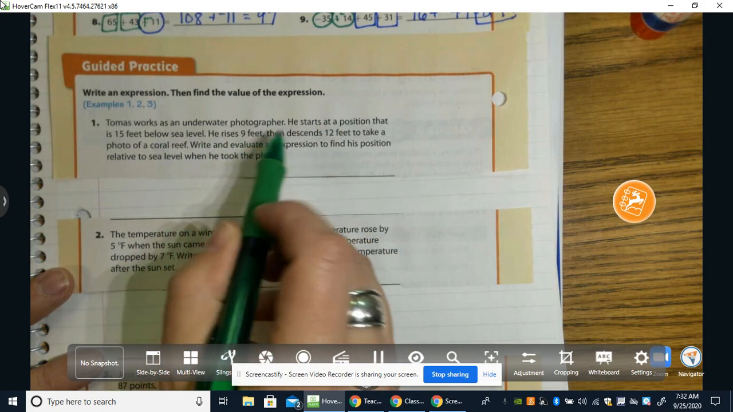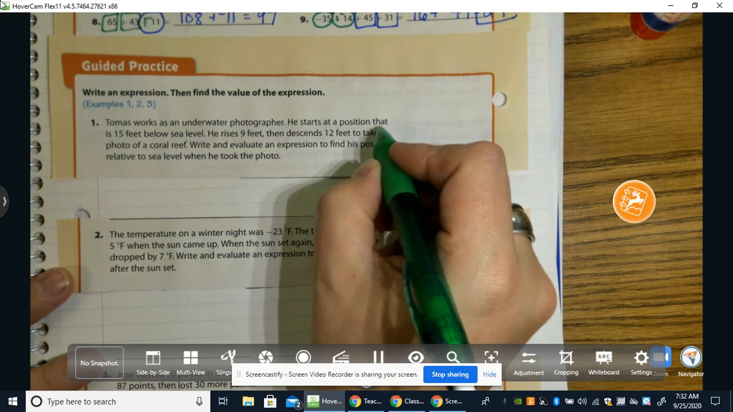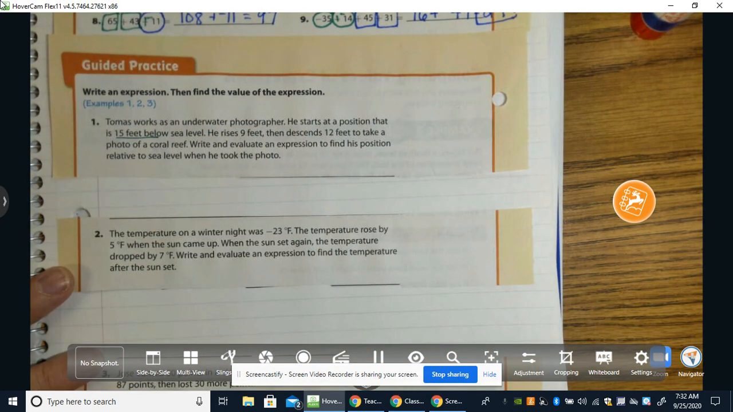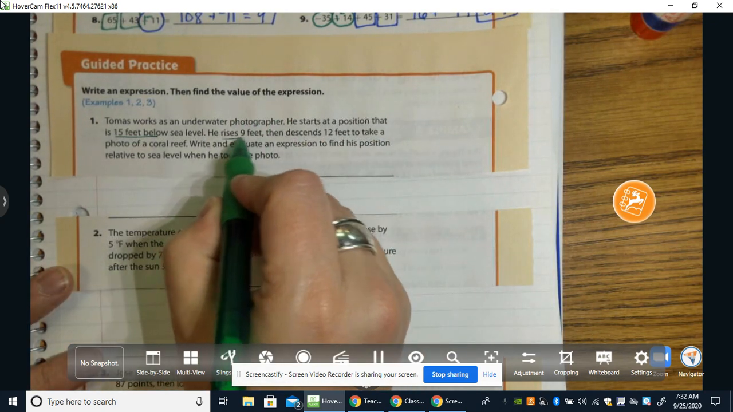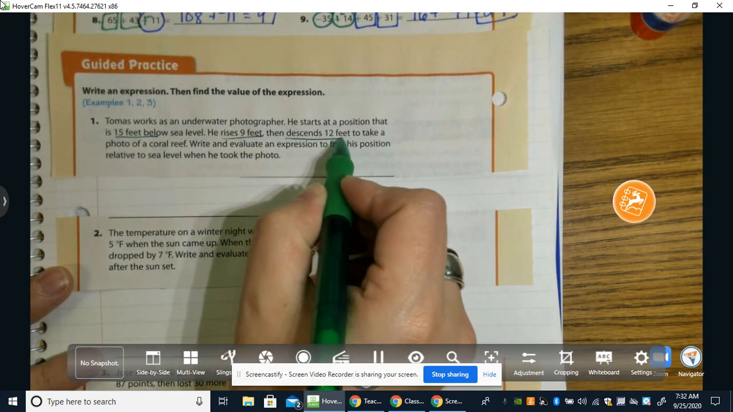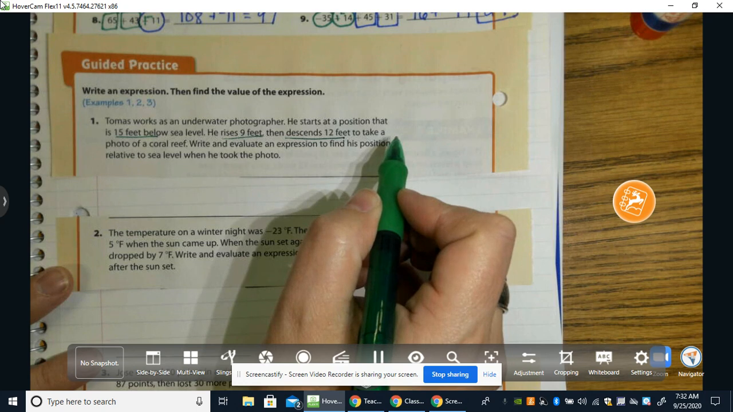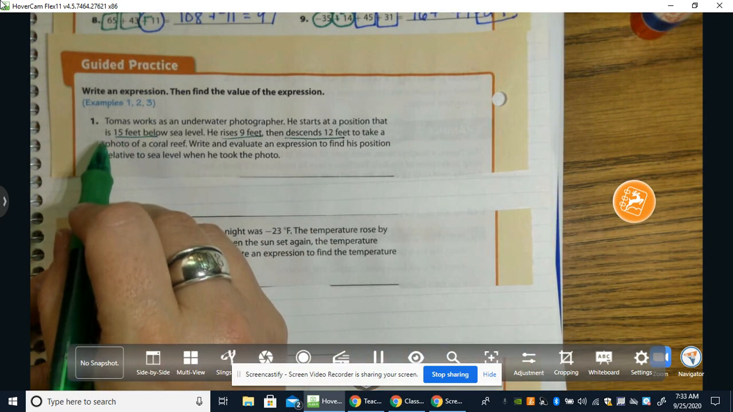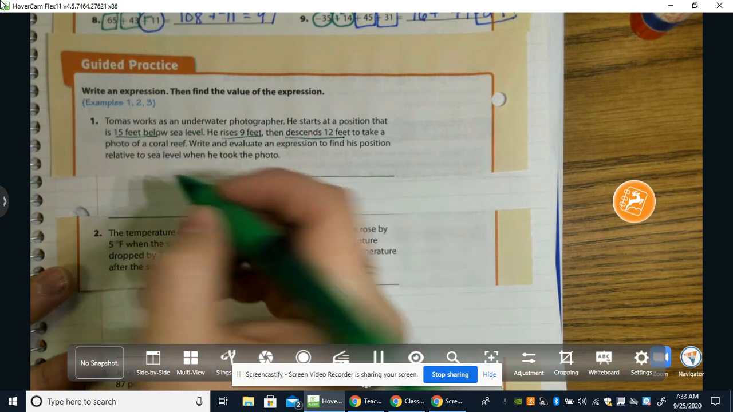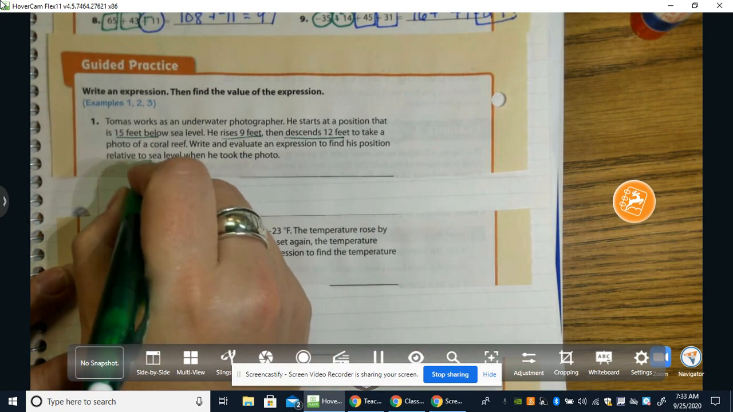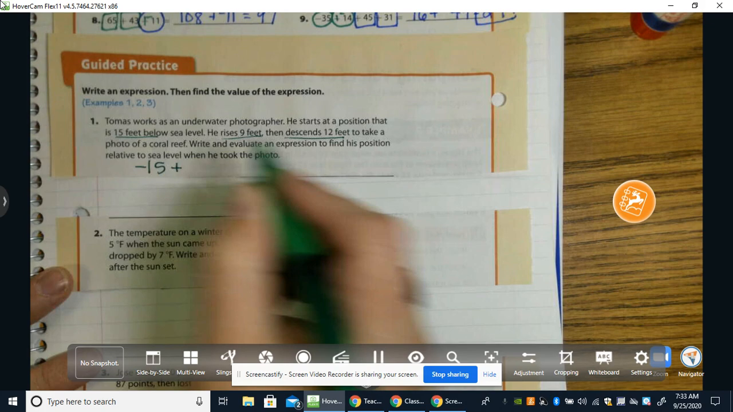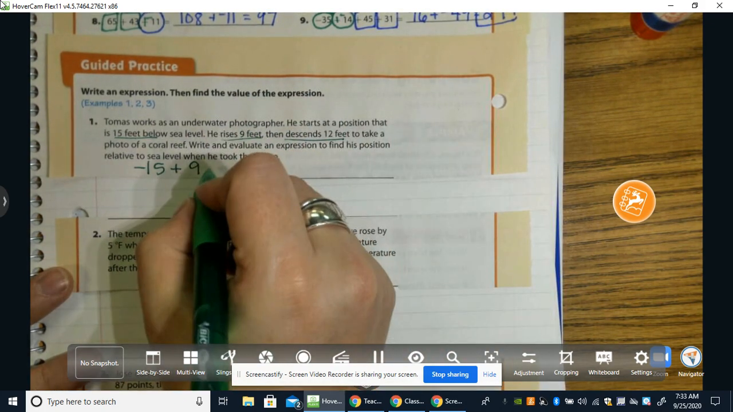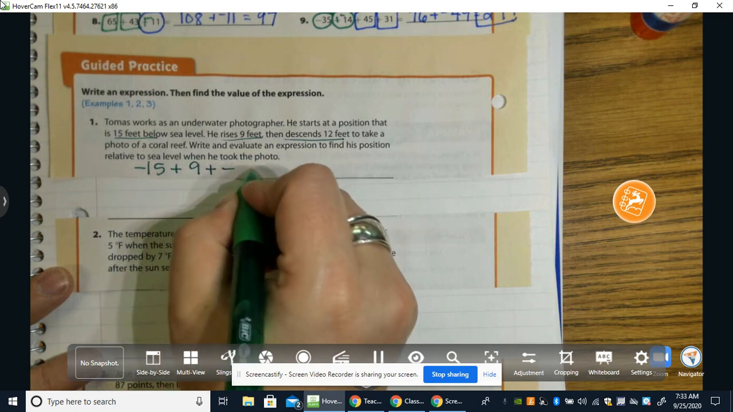So let's identify some keywords and some key clues. He starts at the position that's 15 feet below sea level. He rises 9 feet, then descends 12 feet to take the picture of the coral reef. So if we're looking here, he starts with about 15 feet below sea level, so that would be a negative 15. Then he rose 9 feet. Then he descends 12 feet.